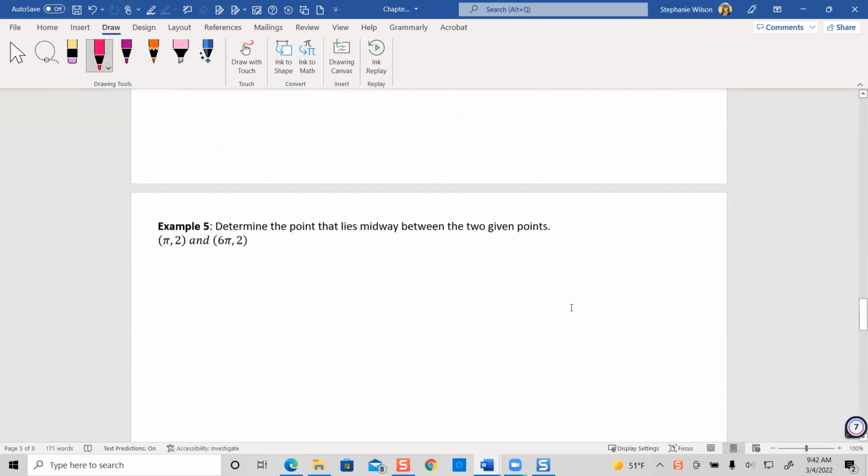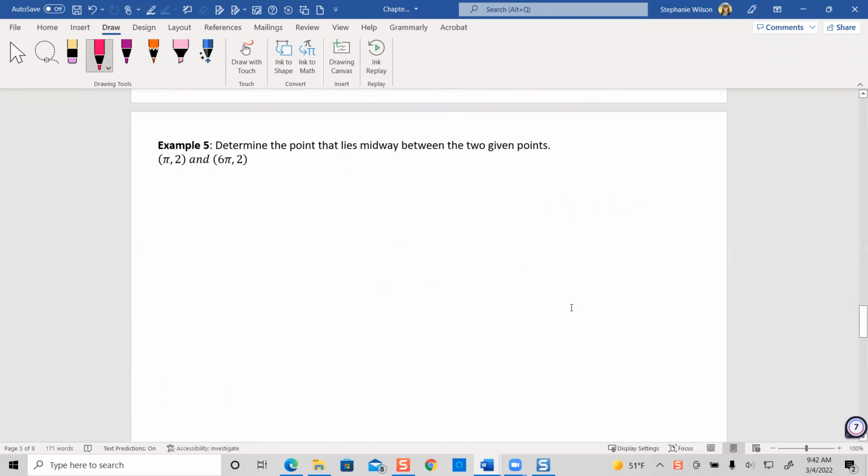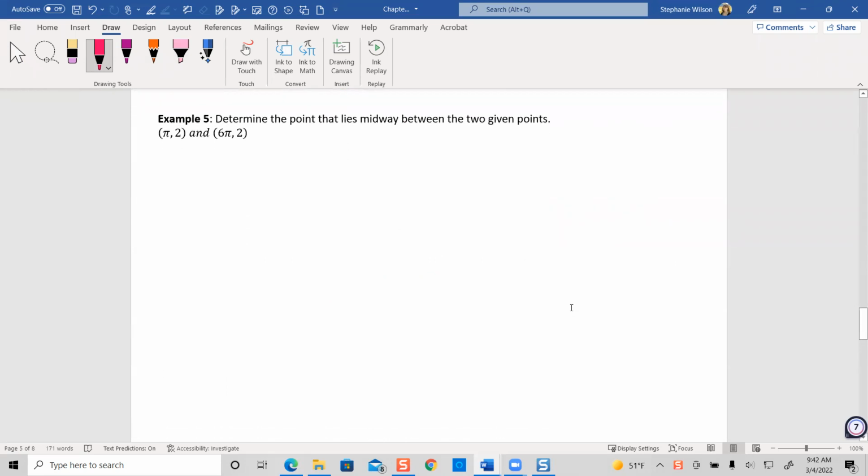All right. Determine the point that lies midway between the two given points. All right. The midpoint formula is capital M of the x coordinate from coordinate 1 plus x from coordinate 2, all divided by 2, and y from ordered pair 1 plus y from ordered pair 2, all divided by 2. I guess that would be a better way of saying it. So I'm going to label this: this is going to be my x1, y1, and my x2, y2.